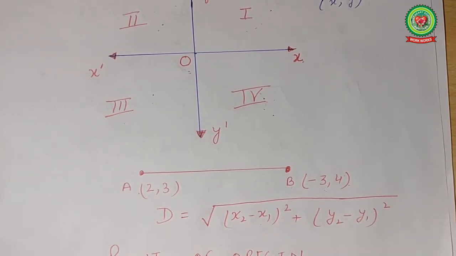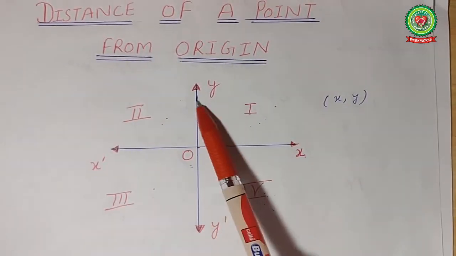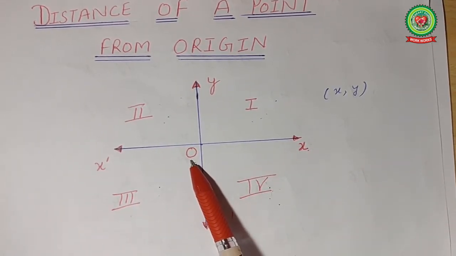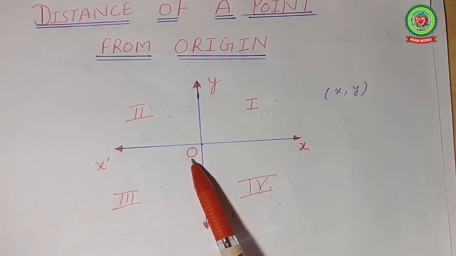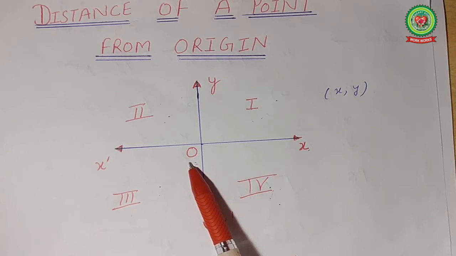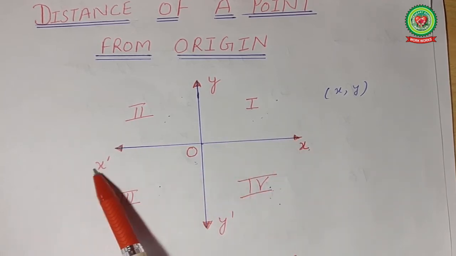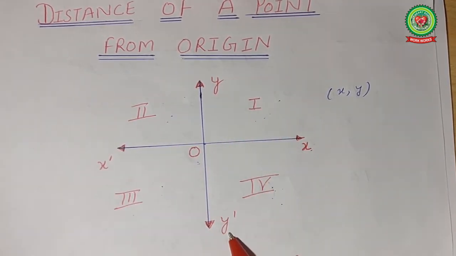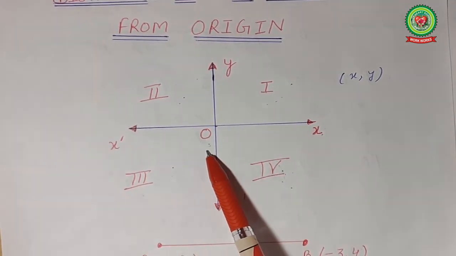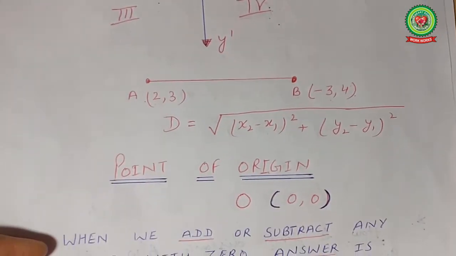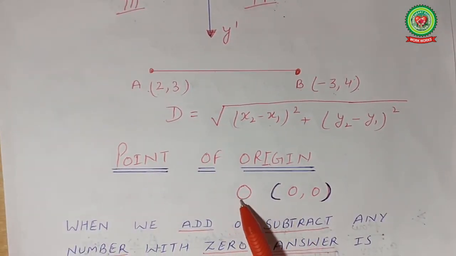We have discussed that when 2 axes intersect, they intersect at a point called the origin. Therefore, the origin is the intersection point of the 2 axes. Or you can say that O is the starting point for x, x dash, y and y dash. What are the coordinates of the origin? The point of origin is 0, 0.